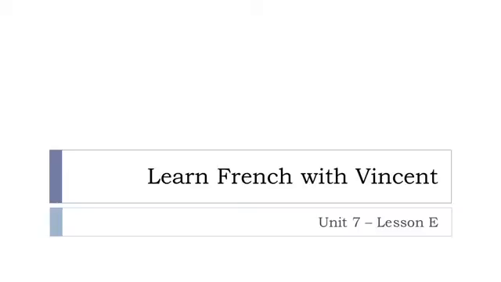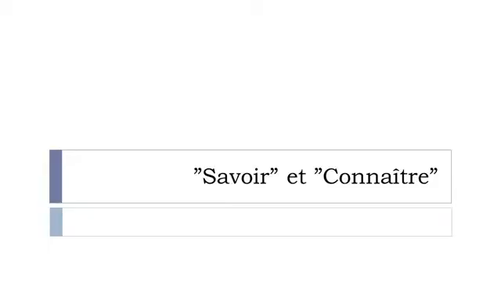Unité 7, leçon E. In this lesson, we'll have the pleasure to discover together two verbs. It's quite interesting because we've got first the verb savoir, and then the verb connaître. If you want to translate that directly in English, basically they mean the same thing, and both would be translated with to know. So two verbs for the same meaning.